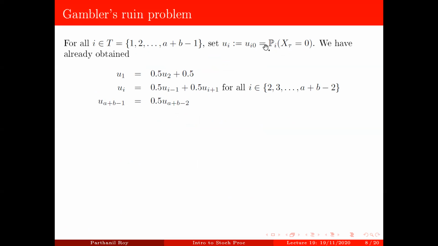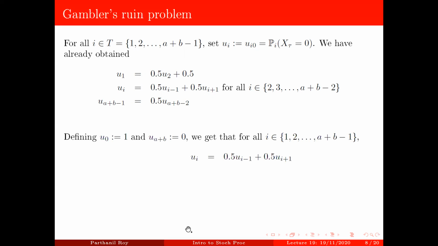So by setting ui to be the probability that starting from i, the Markov chain gets absorbed at 0, or this is the probability that starting from i, A will be ruined, what we have obtained is these equations. We have seen all these equations. Now the point is that the terminal ones look different than the ones in the middle. So we can resolve that very easily. We'll just define u0 to be 1 and u of a plus b to be 0.